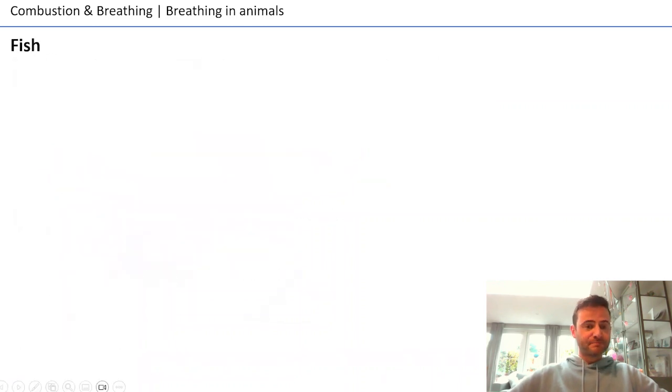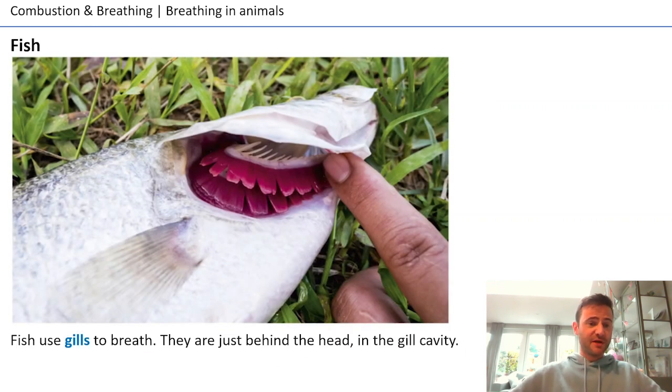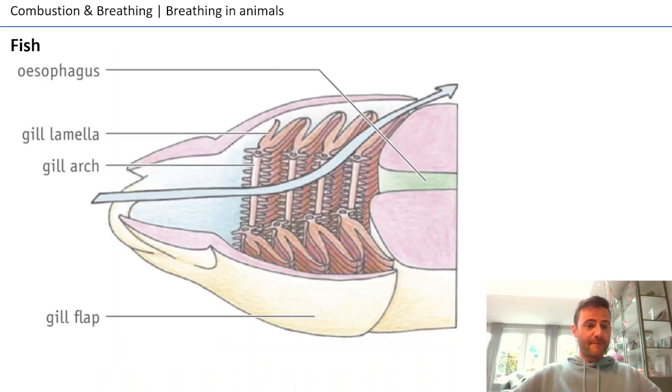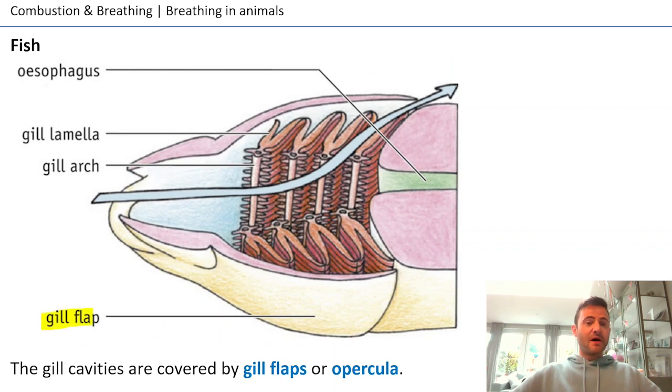Then fish. Fish use gills to breathe, and you can find them just behind the head, inside the gill cavity. There's oxygen dissolved in water, and fish can absorb that oxygen through their gills. Now, let's take a closer look at how gills work. The gill cavities are covered by gill flaps, also called opercula. You can see them here.